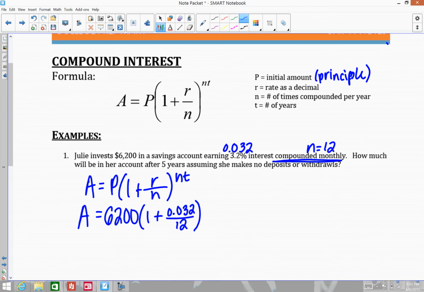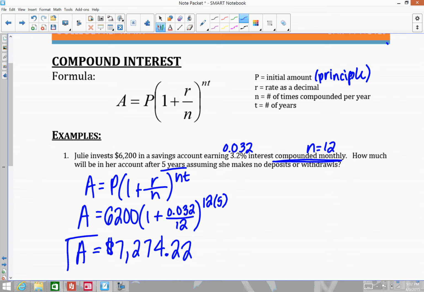So then the other part up here is going to be 12 times t. T is going to be 5 years. And then for this, you would just enter this into a calculator to get the actual number they give you. So we would get $7,274.22. So for money, we just round it as normal because we're talking about money.